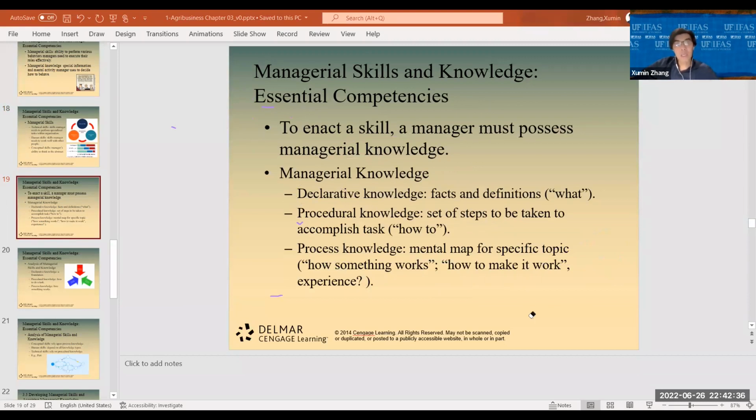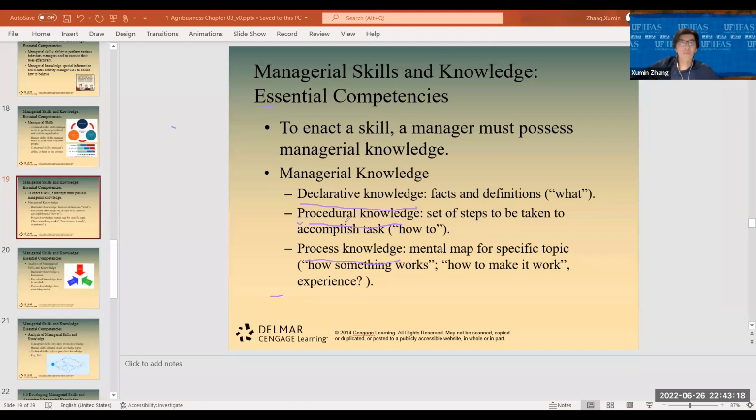We need to enact the skill. We need to practice the skill. That means you already have the general managerial knowledge, and you can also think about the knowledge related to the skill as technical, as human skill, interpersonal skill, which we sometimes call soft skill, and conceptual skill. In the textbook, they use these terms to describe those different levels of knowledge. Let me just quickly go through this with you.